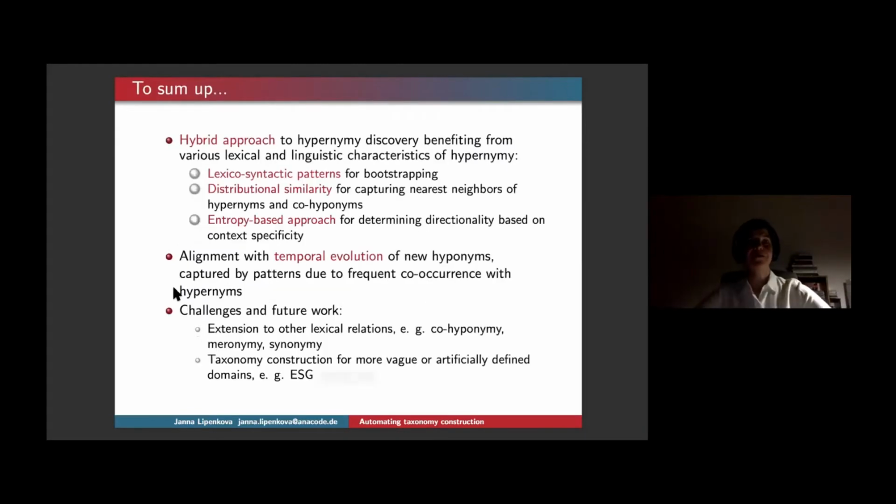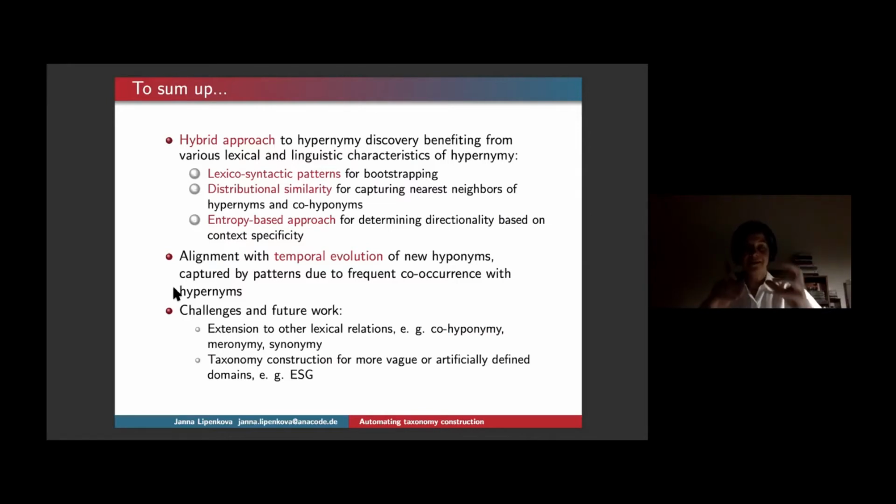Okay, so I'm coming to the end. Just to sum up, I presented a hybrid approach to hyperonymy discovery, which benefits from the lexical and linguistic characteristics of hyperonymy. It goes in 3 steps. First, we use lexicosyntactic patterns for bootstrapping on co-occurrences of hyperonymy pairs. Then we use distributional similarity to capture the nearest neighbors of hyperonyms and also of co-hyponyms. And finally, we apply this approach based on entropy and context specificity to determine the directionality in candidate pairs.